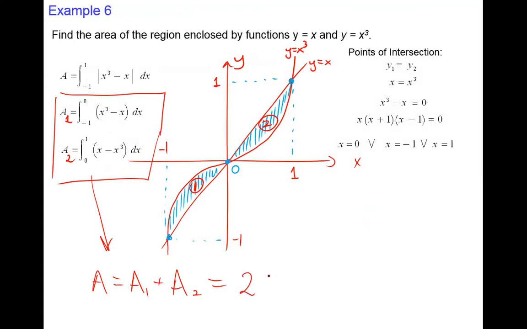Two times could be solved either way. You can compute each of them and add them together, or you can compute one of them and multiply by 2.